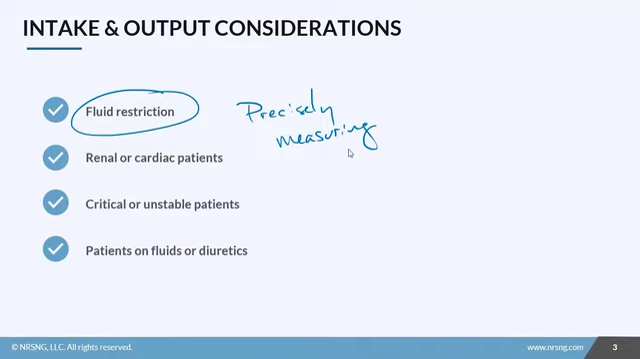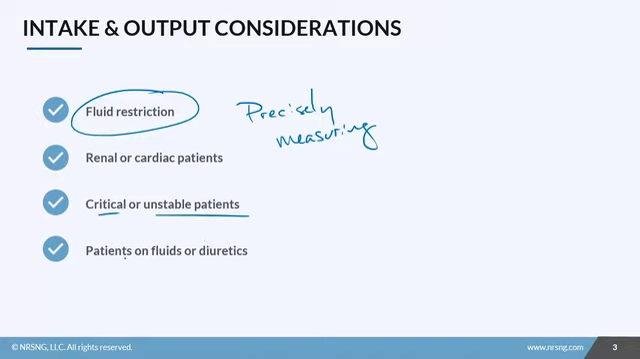The other type of patient that you're going to want to pay attention to the I's and O's on are your critical or your unstable patients. These patients are really susceptible to fluid shifts. Any little bit of fluid in the wrong spot could make a huge difference in their outcome. So pay attention to how much they're taking in and how much they're putting out.